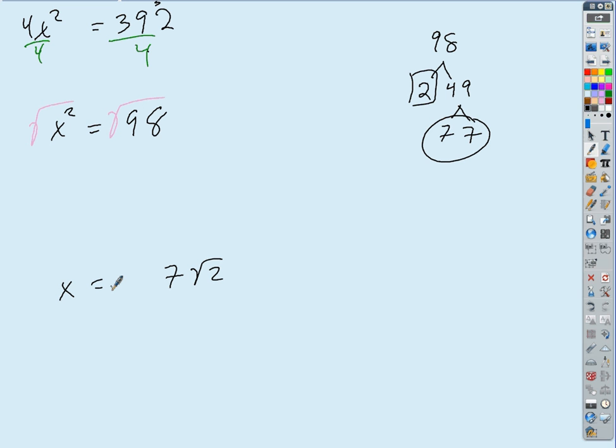Well, I could check it, but that's my solution, but I'm missing something important. The other x. What's the other x? 6.